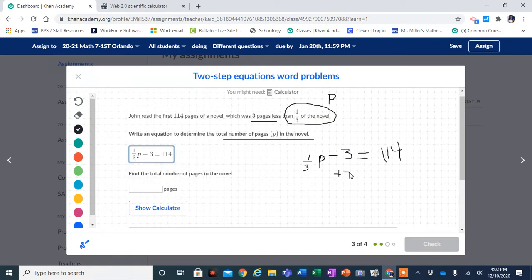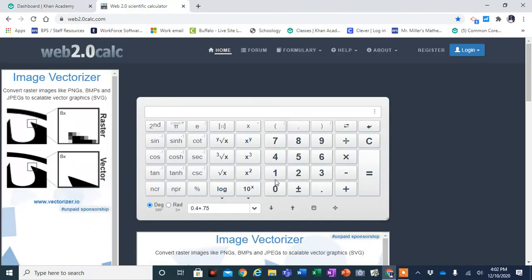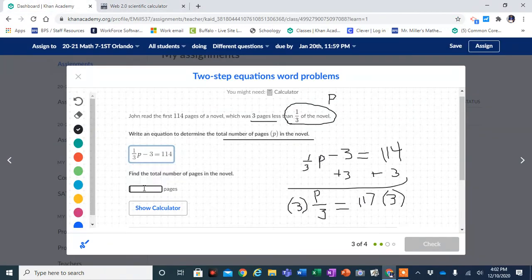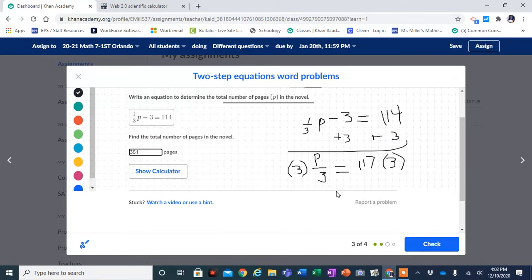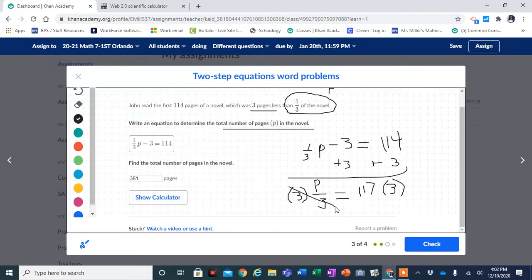So now we need to add 3 and add 3. So this would be 1/3 P, or P divided by 3, equals 117. And then to get rid of dividing by 3, you would multiply by 3 and multiply by 3. So we need to do 117 times 3, which is 351. So the number of pages then is 351. Again, your 3's here would cancel, and that gives you the 351.